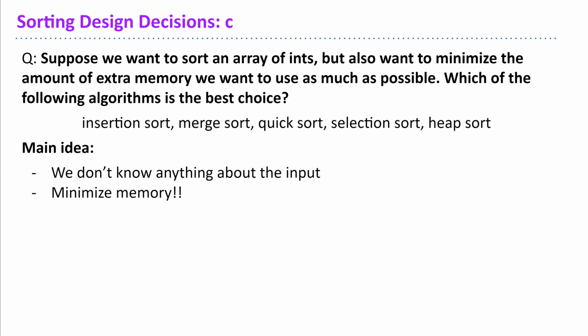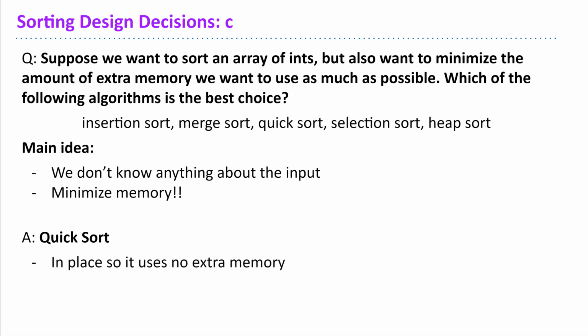So judging from the algorithms we have on our list here, we would go with quicksort. Quicksort is again in place, so it would use no extra memory, and we also don't know anything about our input. But in the average case, quicksort runs pretty efficiently with n log n runtime. But we also could have used the in place sort heap sort here for the same reason. It would be an in place sort, so it would use no extra memory, and also it would be an efficient sort like we want.